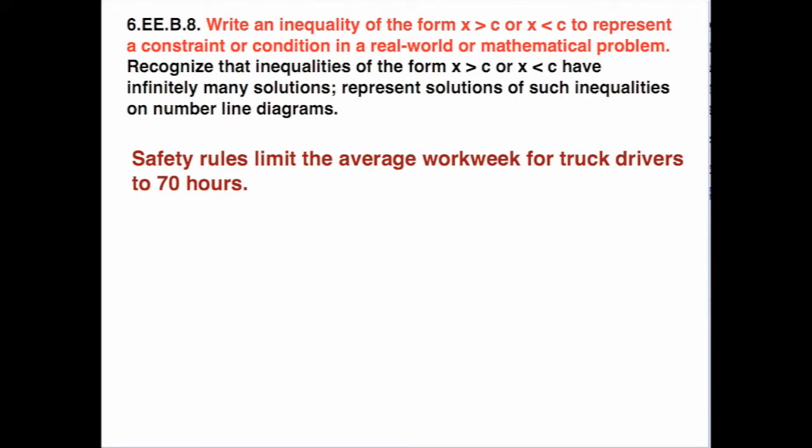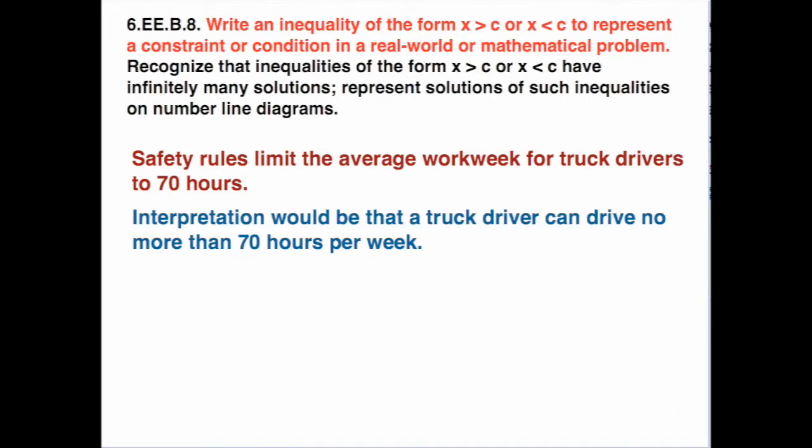Let's look at another example. Safety rules limit the average work week for truck drivers to 70 hours. So the interpretation here would be that a truck driver can drive no more than 70 hours per week. Or maybe a slightly different interpretation would be that a truck driver can drive 70 hours or less per week. So the number line diagram should look like this, 70 hours or less. And since it's 70 hours or less, it does include the 70. That's another big decision, so we have to have a filled-in endpoint.